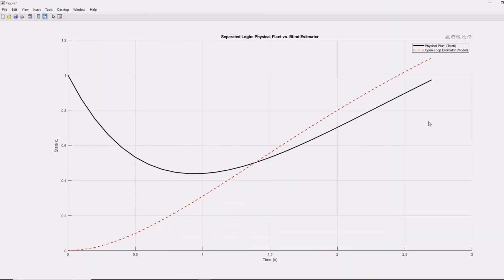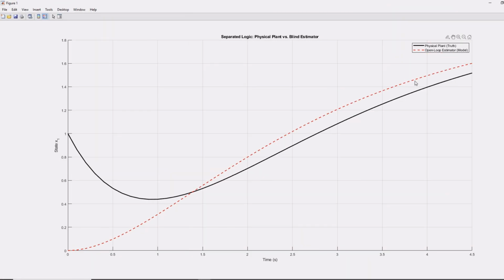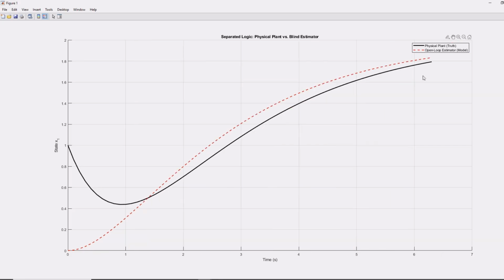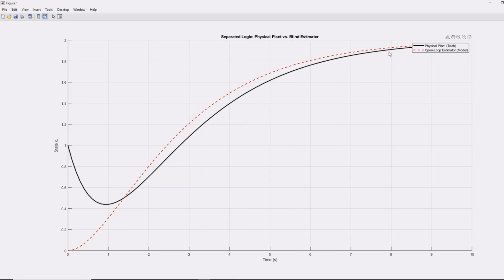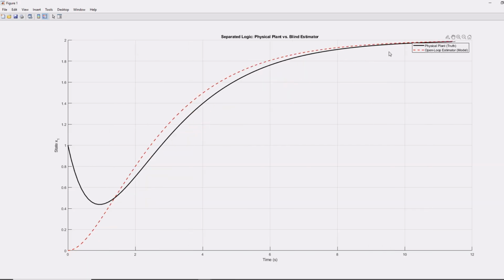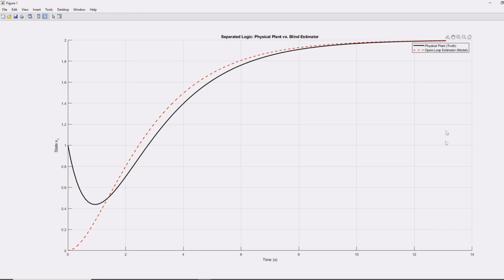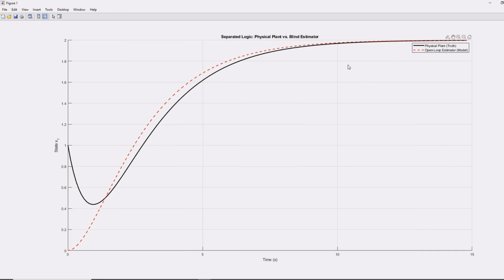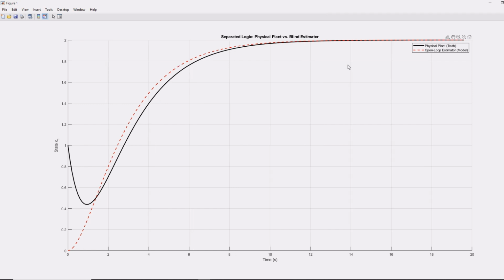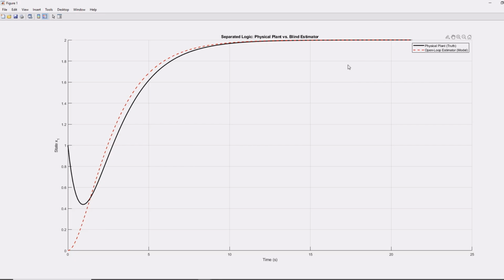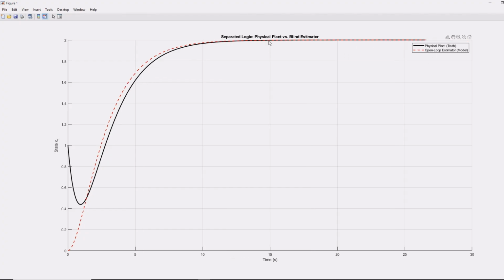So, here the black line is the physical plant, the actual plant. The states are evolving as given in the black line, and the dotted red line is the estimated state. So, we have estimated the state, and notice that at t tending to infinity, remember, theoretically it means t tending to infinity, but practically it means that you run the system for a long time, and after a long time you can see that the estimated states and the physical states do align with each other.